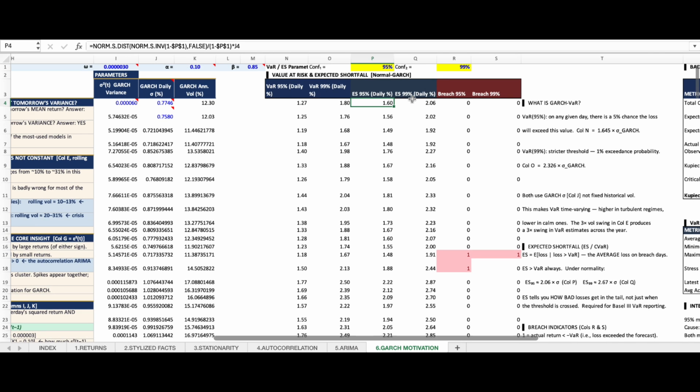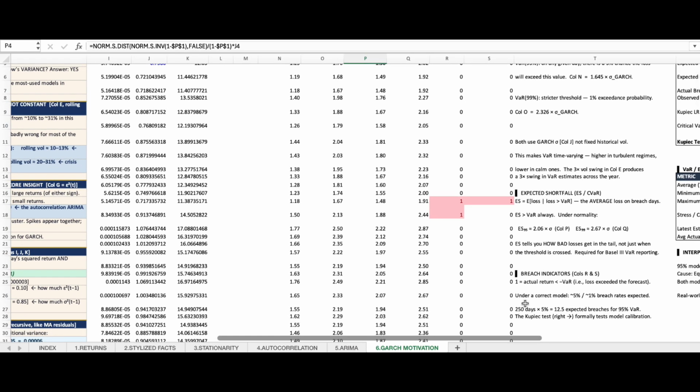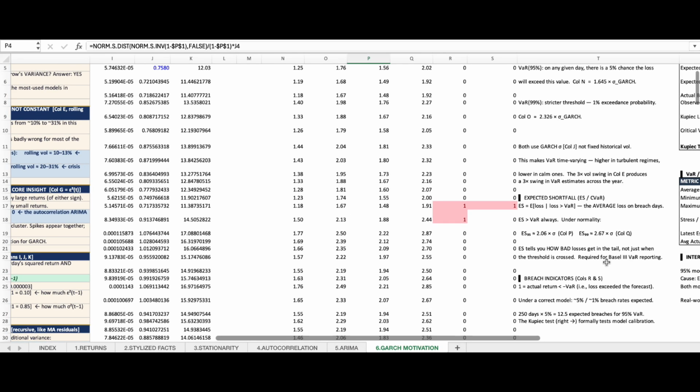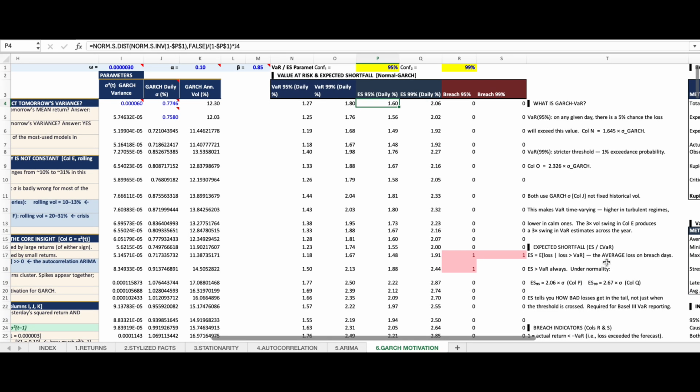Expected shortfall is the more informative risk measure because it tells you about the severity of tail losses and not just the frequency. And this is why the Basel III regulatory framework for banks requires expected shortfall rather than just VaR for internal risk reporting. It tells you how severe the losses will be when you're actually exceeding that threshold.